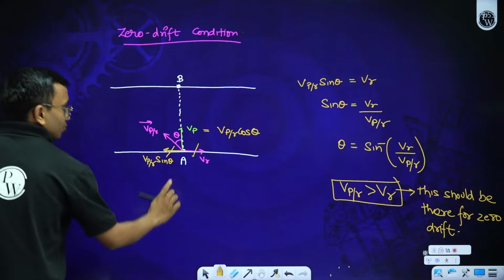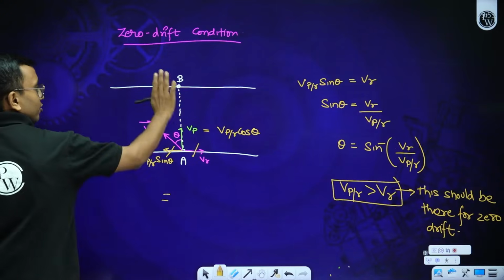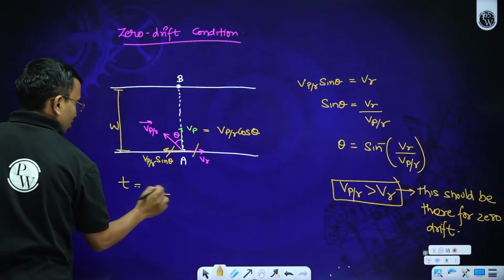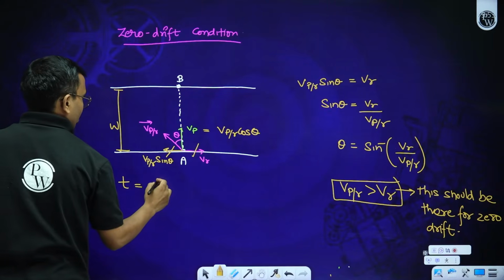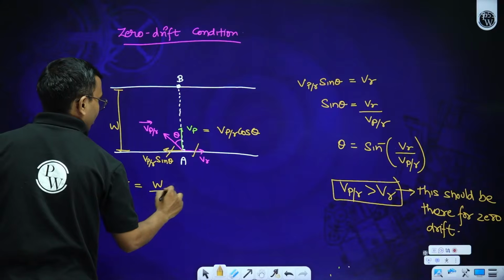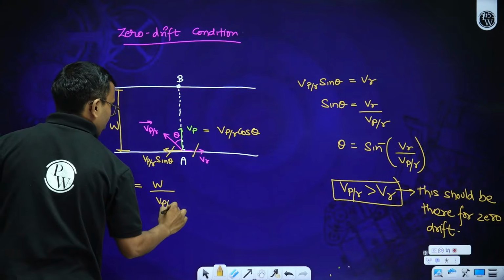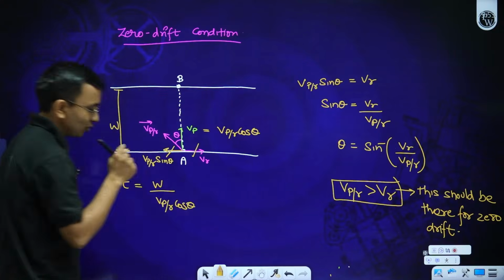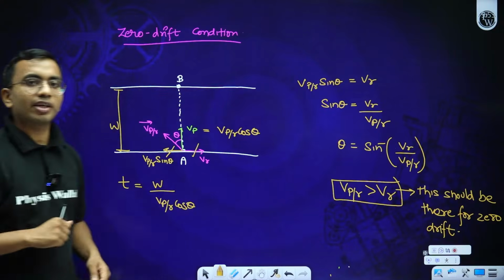Okay. So now how much time will it take to cross? Width divided by that velocity. So time to cross will be equal to W divided by the velocity of the person with respect to the river times cos theta. What is cos theta? Here I know sine theta. You can find cos theta and find it.